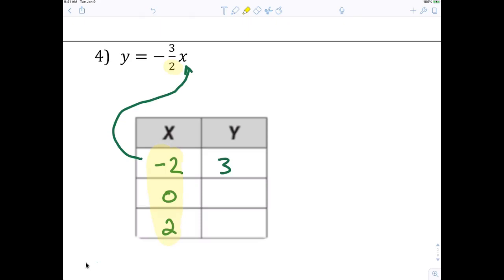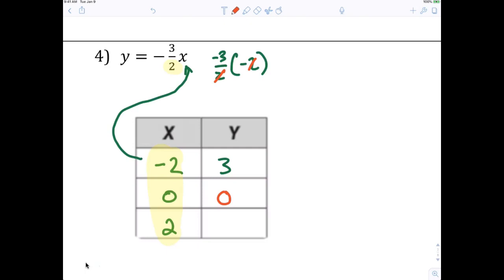If you do this, for example, negative 3 halves times negative 2, what does that equal? You understand what I'm saying, right? The 2's now do what to each other? The 2's cancel out. So you're left with 3. Right? Yes, because negative times a negative is a positive. So now if you plug 0 in, we still get what? 0. And now when you plug 2 in, you get what? Negative 3.